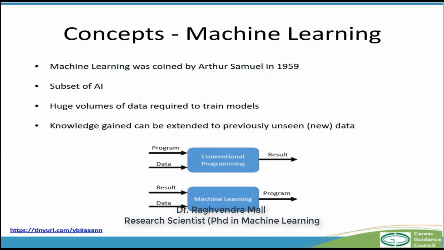Coming to machine learning, the term was coined by Arthur Samuel in 1959. It is a subset of AI, and as I mentioned, a huge amount of data is required to train models, and the knowledge gained can be extended to previously unseen data. That was the thing that basically drove the machine learning community. You have a model trained on particular data, but when new data comes in, your model should be able to generalize to this new data and correctly predict for it.